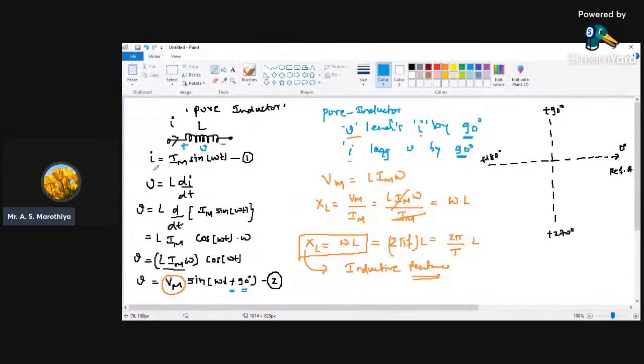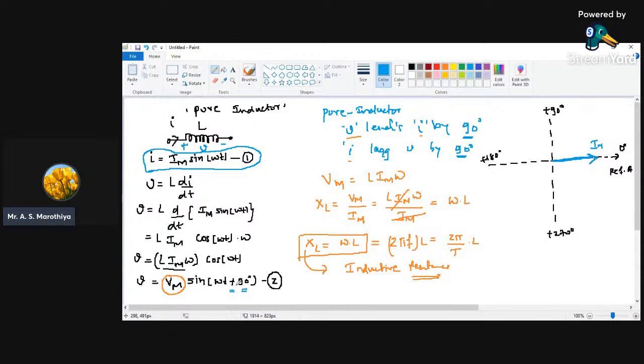So first phasor we need to draw for I, and I is going to be Im sine of omega t. So here we don't have theta, that's why it is going to coincide with the reference zero axis. So here this is going to be I. So here we have Im, which is exactly coinciding with the reference axis or 0 degree axis.